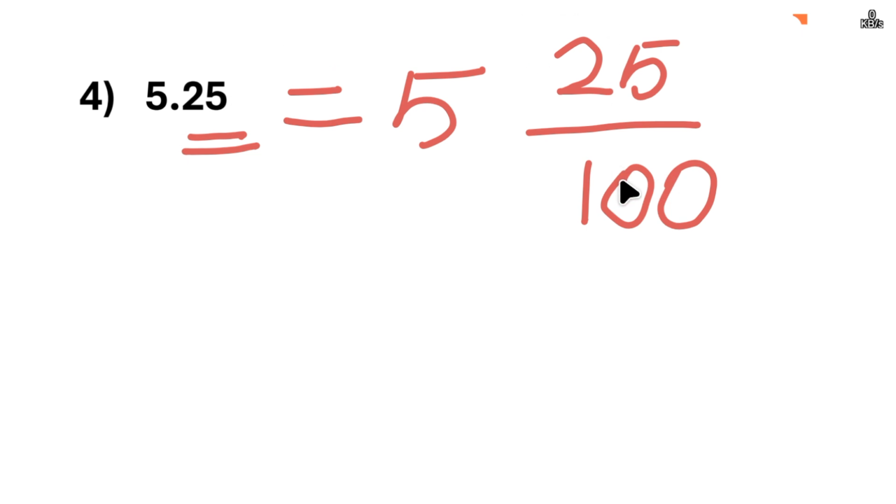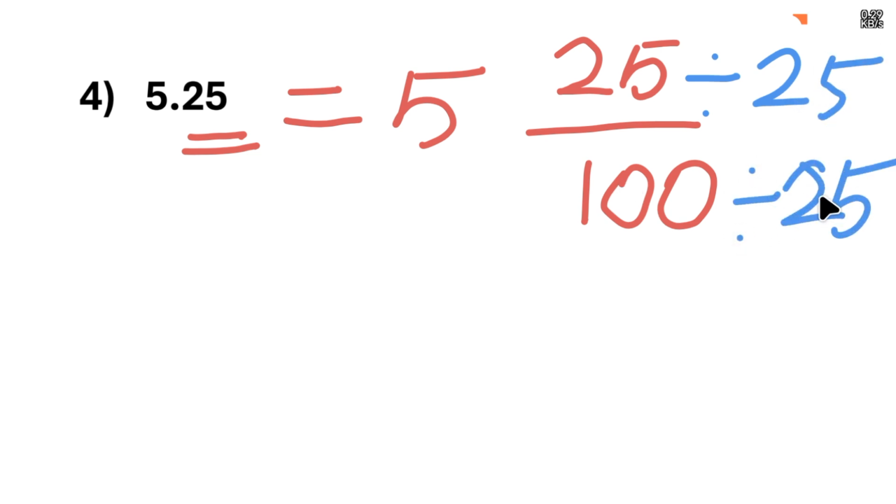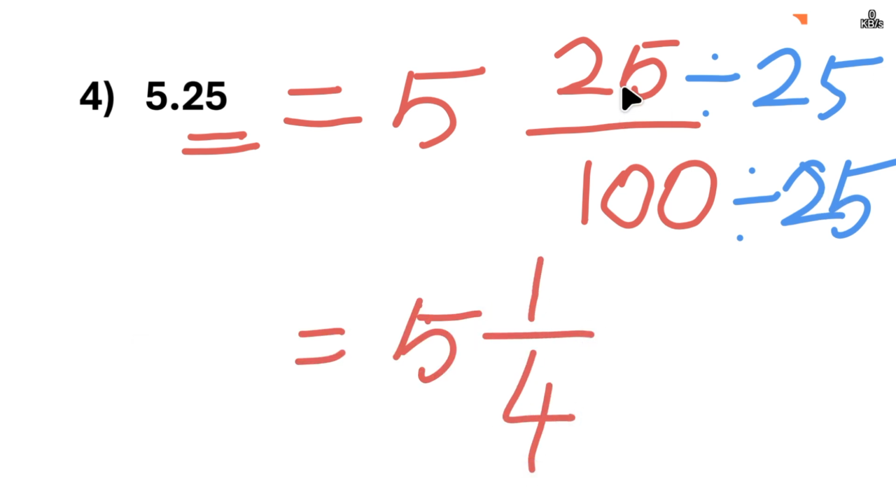Now we can simplify this fraction. 25 divided by 25, then 100 divided by 25. Simplify this fraction. We get 5 and 1 by 4. 1 times 25 is 25, 4 times 25 is 100. So 5 and 1 by 4. That's the simplest form for this decimal.